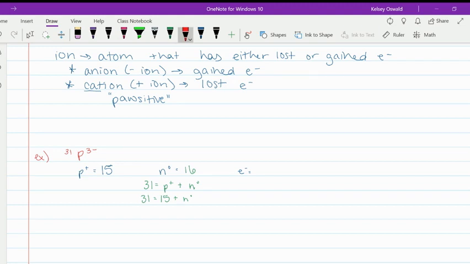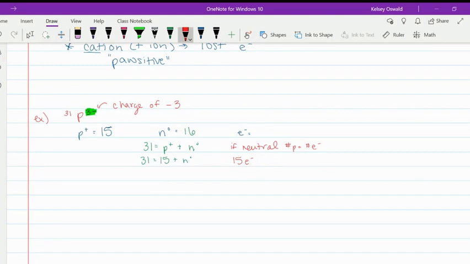When we get to the electrons, now we're looking at ions. So here we want to think, if our element was neutral, that means our protons would be equal to our number of electrons. So if we were neutral, this element would have 15. However, when we look at this element, we see this 3 minus. That tells us that this phosphorus has a charge of -3.